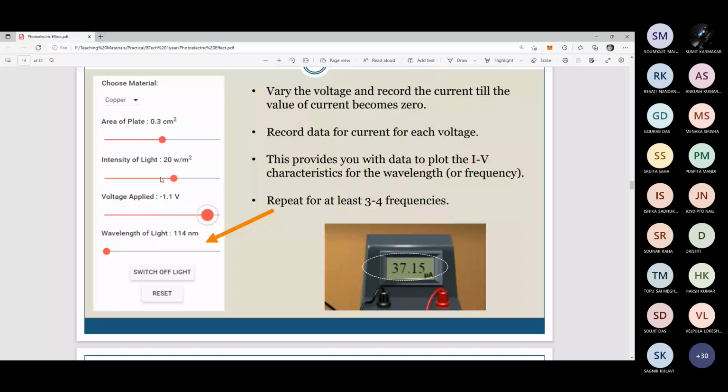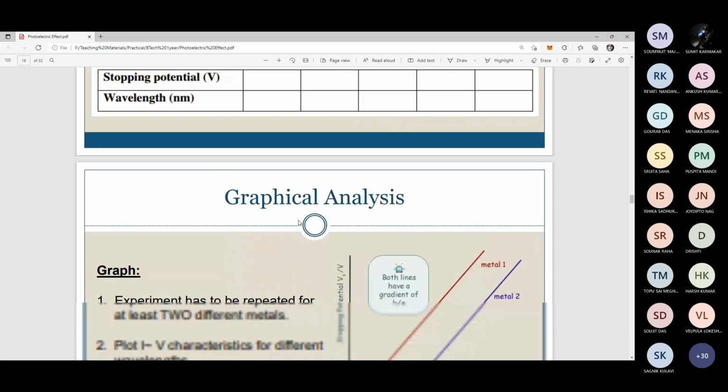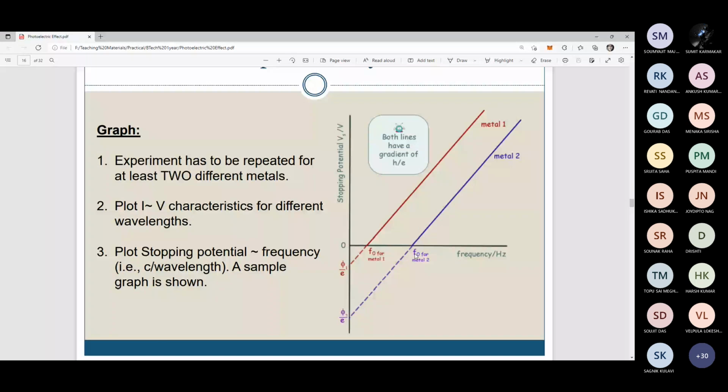So that is one set of data. Then you change your color and calculate the stopping potential. This is another data set. And in this way, you have to plot the frequency and stopping potential, right?